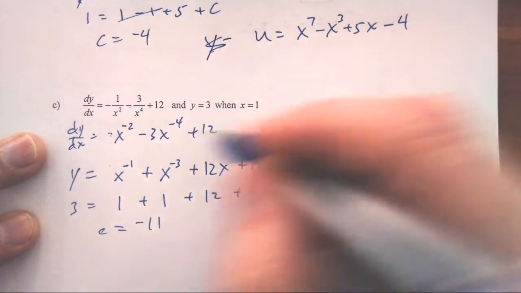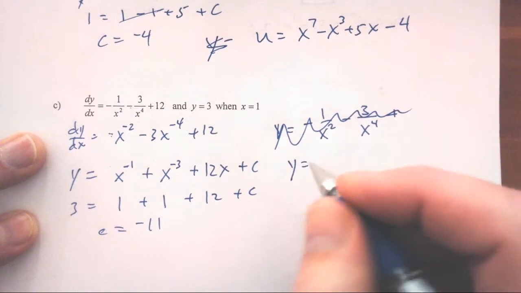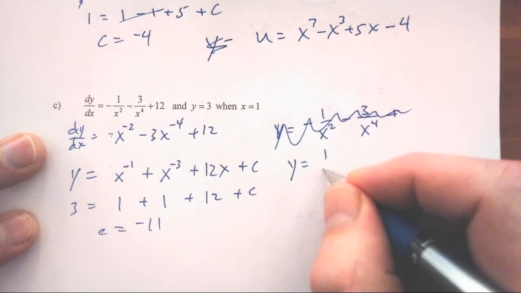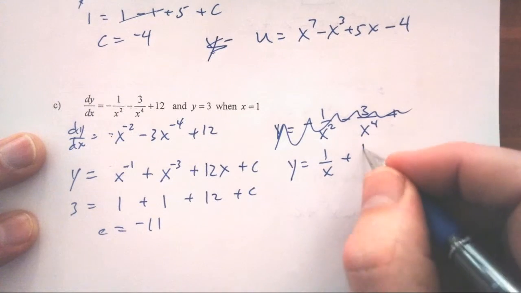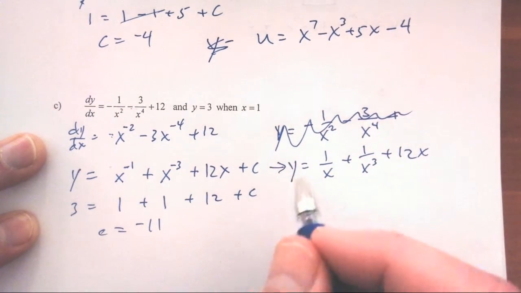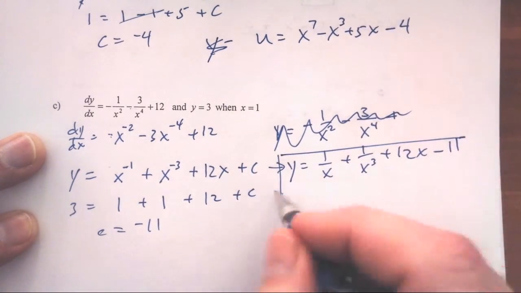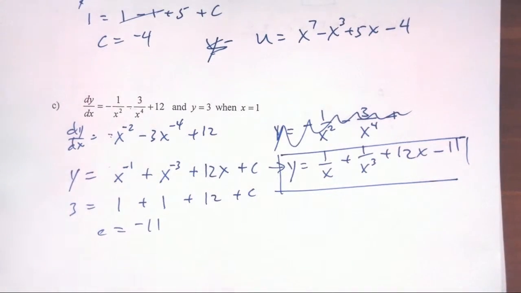oh, I'm looking at the wrong row. My fault. I bet you caught that. y equals 1 on x plus 1 on x cubed plus 12x, getting that from here, minus 11. Final answer after a little miscue.